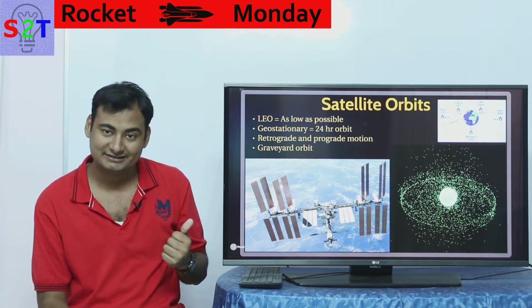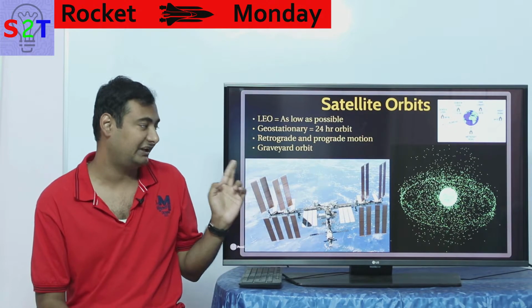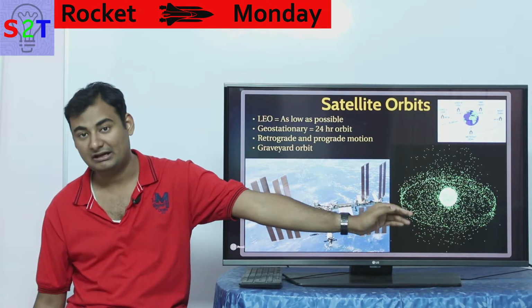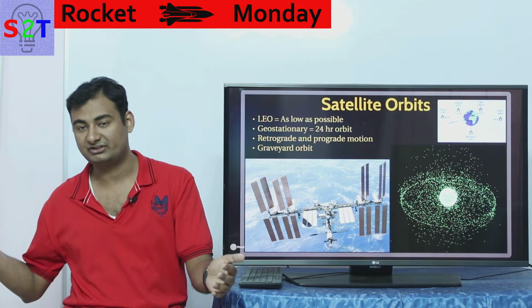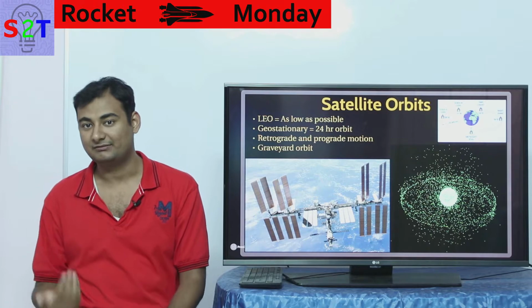And there is one weird thing about orbits that you have to understand. There is one thing we call graveyard orbit. Now this orbit is above the geostationary orbit. Above this, like 30 to 300 kilometers above that, from the orbital point, there is what we call graveyard orbit.